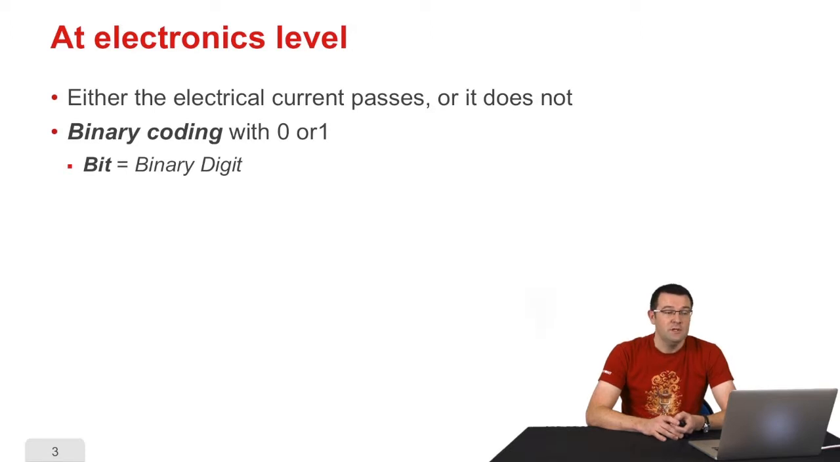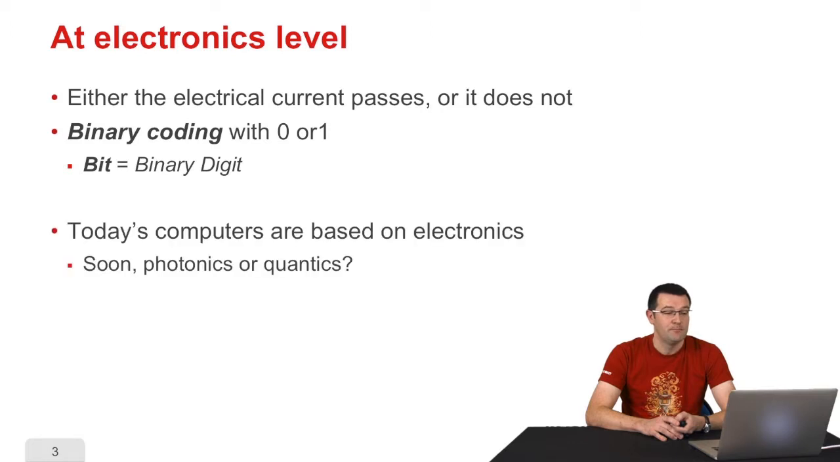At electronics level, what actually happens inside computers is that there is an electrical current that can either pass or not pass. So there are wires that can either contain power or not. That strategy was used to code binarily, saying, if the current does not pass, it will be a 0. If the current does pass, it will be a 1. Binary coding. That's where the word bit comes from, for binary digit, so a bit is either a 0 or a 1, according to whether the current passes or not.